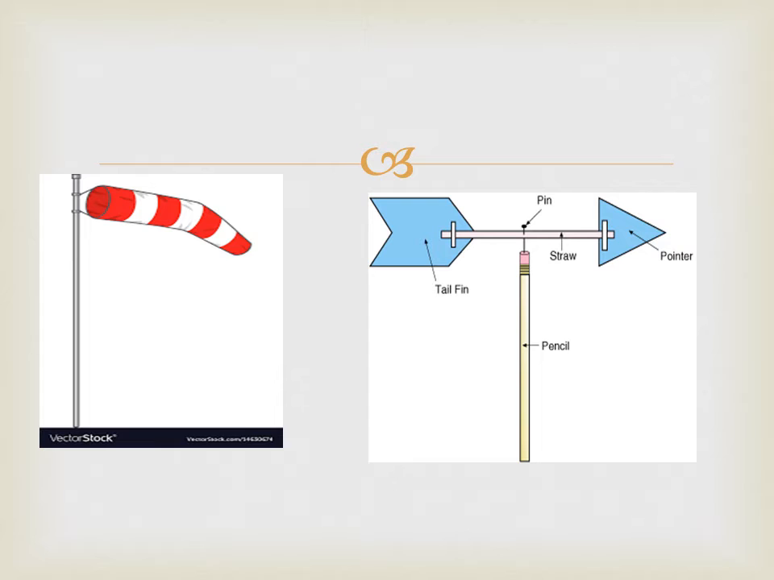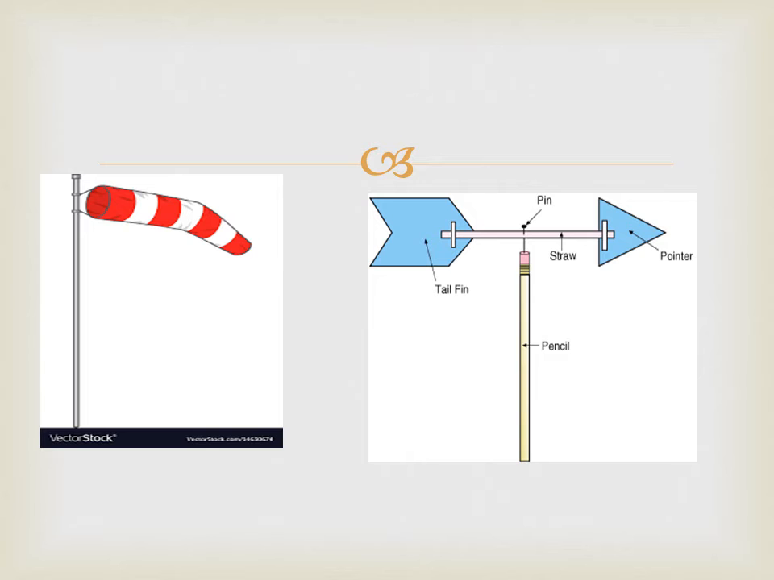Another one, where is the wind sock used? The wind sock is used in airports and airstrips so that the pilots are able to see when the weather is fine for them to take off. Another question which you might be asked in the exam: name a weather instrument that is used to measure two aspects. The wind sock measures direction of wind and strength of wind. On the other side, we have the wind vane.